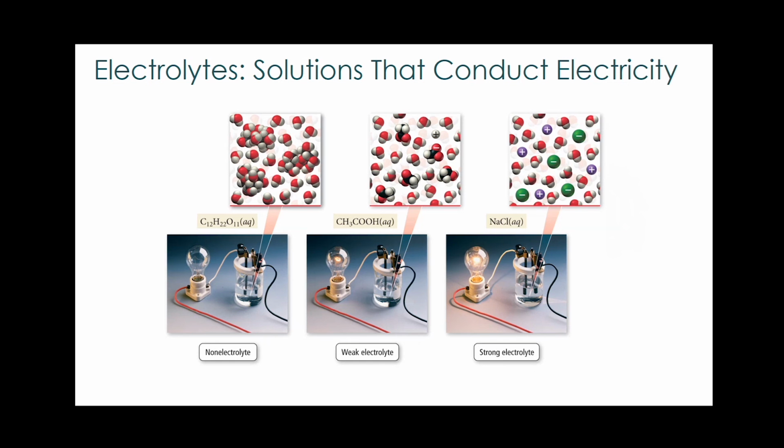A weak electrolyte is a solution typically of a weak acid or a weak base. So the picture in the middle here is vinegar, acetic acid, which is a weak acid. And we are going to talk about weak acids later on in the semester. Because they only have a very few ions in solution, they conduct electricity only a little bit. So you can see the light bulb is pretty dim. And here, when you have covalent compounds in solution, they are non-electrolytes and they don't conduct electricity at all. So when we talk about electrolytes, we're talking about solutions that conduct electricity.